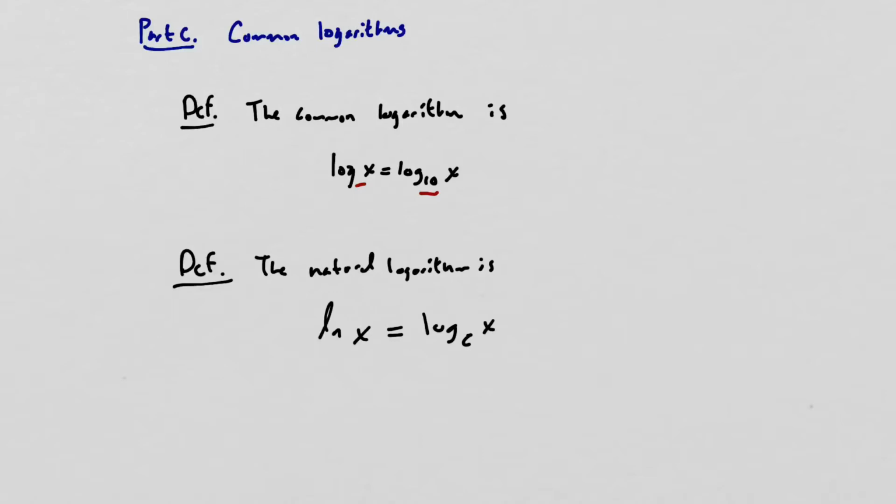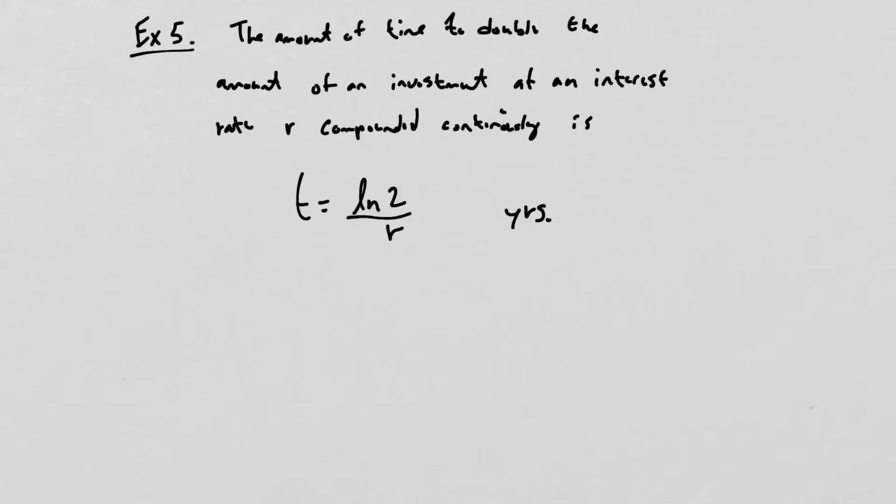Let's go ahead and look at some application problems and more examples. Example 5. The amount of time to double the amount of an investment at an interest rate r compounded continuously is given by the equation t, which is time in years, is equal to the natural log of 2 divided by r.